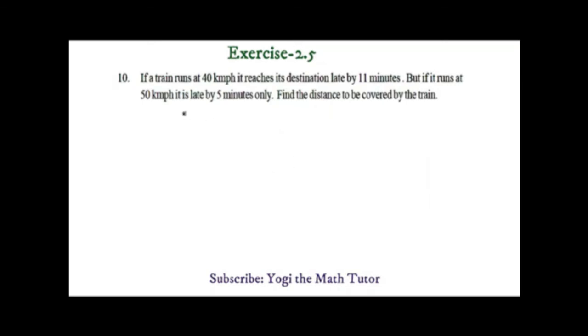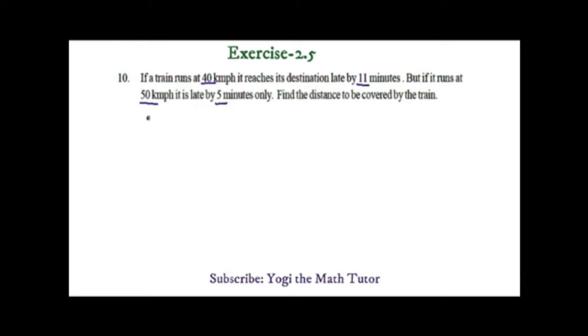Next question. If a train runs at 40 km per hour, it reaches its destination late by 11 minutes. But if the train runs at 50 km per hour, it is late by only 5 minutes. Find the distance to be covered by the train.